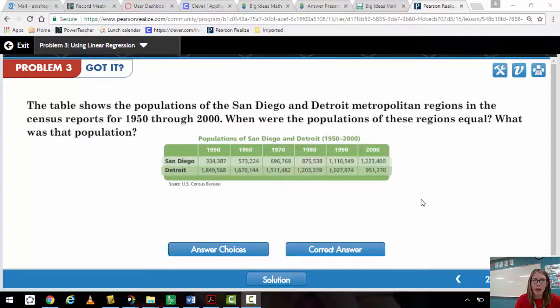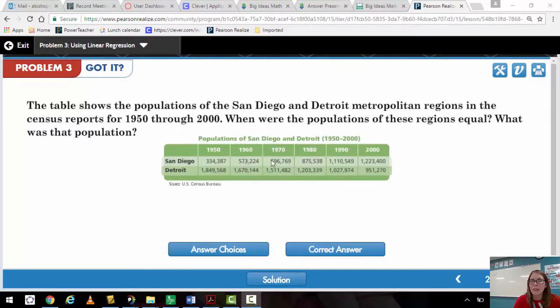Okay, my next problem, I have this table, and this table shows the populations for two cities, San Diego and Detroit, for these different years, 1950 to 2000. And I want to figure out when were these populations equal and what the population was. Now, looking at my table, I can estimate about where I think the populations were equal. I see San Diego's population increasing and Detroit's population decreasing. So my estimate is probably somewhere around 1980, 1990. That's probably around when my populations were equal. But how am I going to find out when?